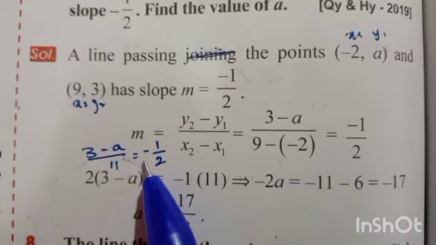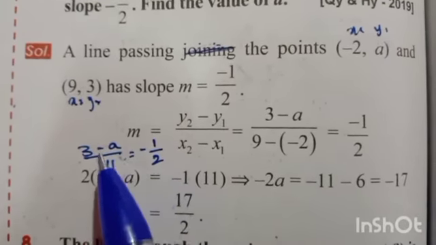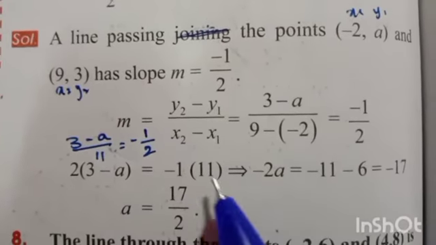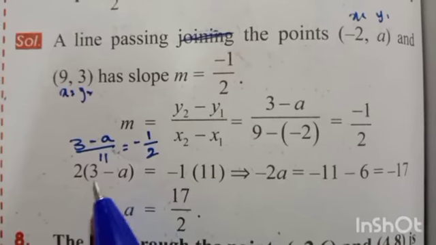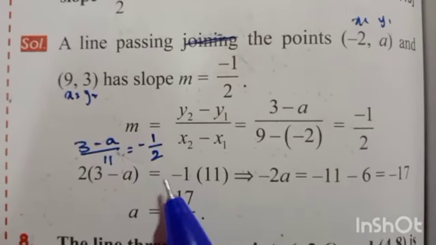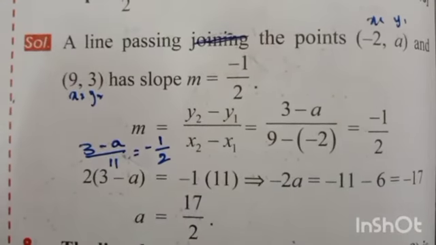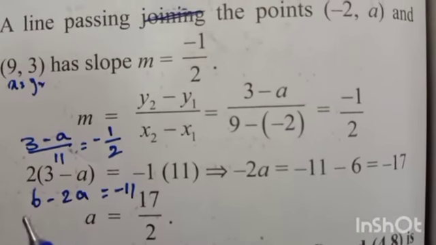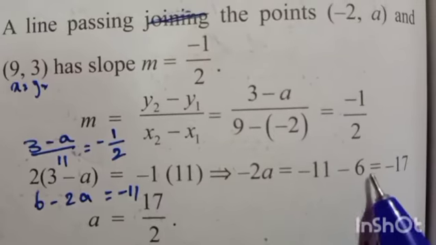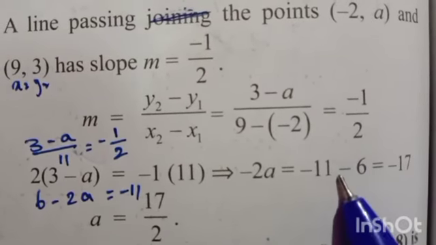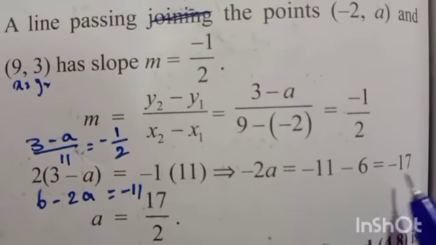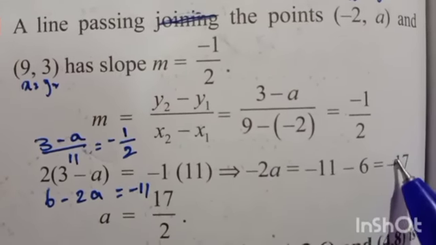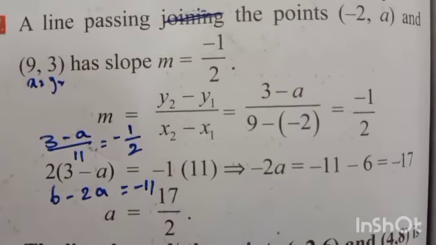Then you have to make a cross multiplication. 2 into 3 minus a is equal to minus 1 into 11. So that is 6 minus 2a is equal to minus 11. This 6 you have to transpose to the right hand side. So minus 2a is equal to minus 11 minus 6, that is equal to minus 17. So both sides minus minus cancel. So a is equal to 17 by 2.